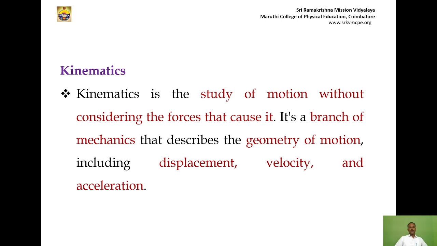For example, if a runner moves from start to finish, that is called displacement. Velocity: what is his speed in the first 10 meters and the second 10 meters, that comes under velocity. And acceleration: how he accelerates, what is the acceleration between the start to 50 meters, then 50 meters to 100 meters. If we discuss these measurements, this is called kinematics.